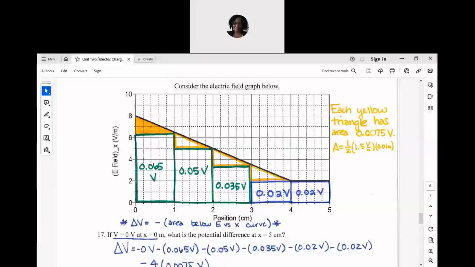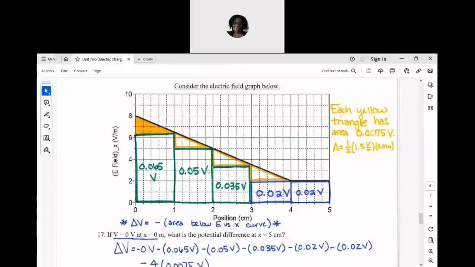So each one of these yellow triangles has the same height, 1.5 volts. It has the same width or the same base, 0.01 meters instead of just 1 centimeter. So half of that is going to give you 0.0075 volts. I have 1, 2, 3, 4 of these. The remaining sections I can express as rectangles. So now I have a rectangle that has a height of 6.5 volts per meter, a width of 1 centimeter. So when you do your unit conversion, this gives you 0.065.